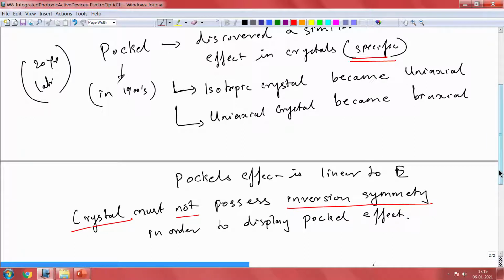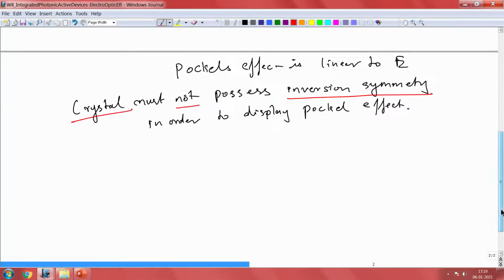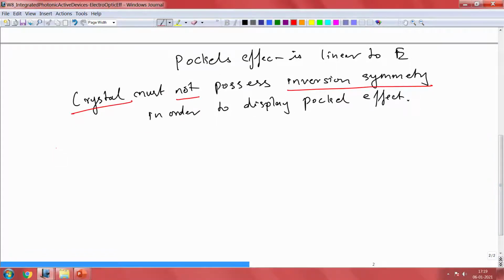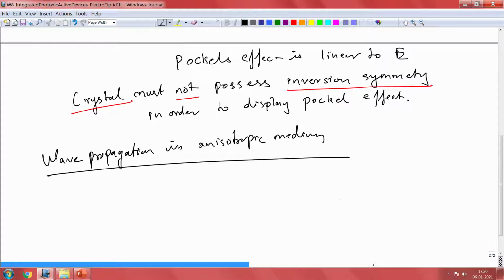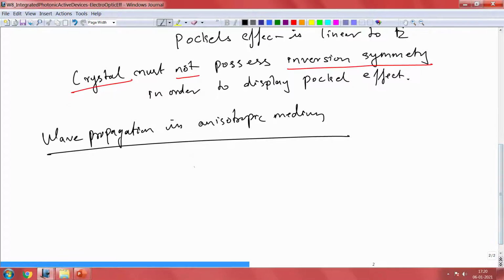We have already seen this earlier, right. So what is this anisotropy going to bring? If you look at wave propagation in an anisotropic medium, your displacement vector is a function of the dielectric constant that you have. So your i, j is nothing but your coordinates x, y, z.